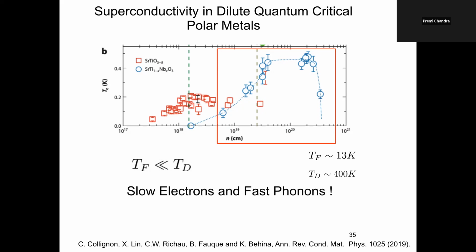So T_F is much, much less than T Debye. So we have the opposite situation of this gas. We have slow electrons and fast phonons. Remember that in BCS, we have fast electrons and slow phonons. Fermi energy that's high, the Debye energy that's low. Here we have exactly the opposite. But the interesting thing is, even though it doesn't fit with the ideas of BCS, if you look at 2 gap over T_c, it's the BCS value. So it's sort of teasing us.